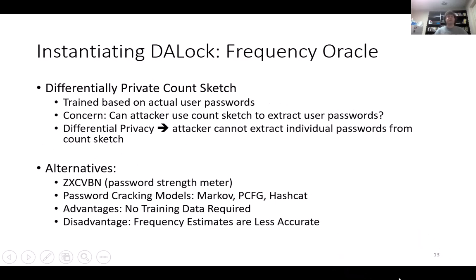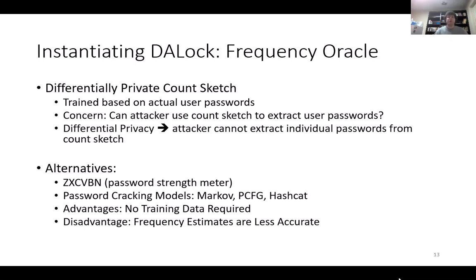So, when we instantiate DALock, we need to first specify a frequency oracle to estimate the probability of incorrect passwords. In this work, we developed a differentially private count sketch trained based on actual user passwords. One natural concern in practice is whether or not this data structure would leak individual passwords.